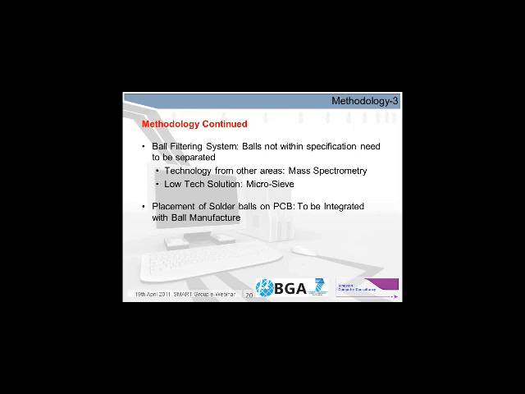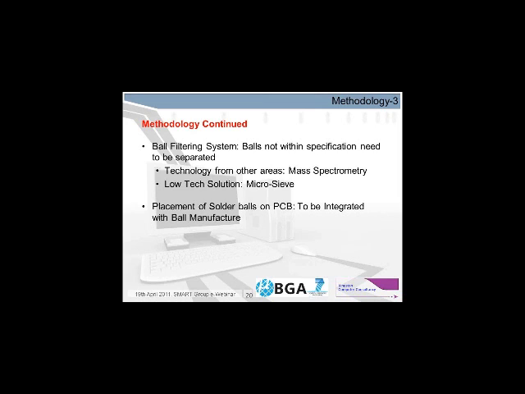The ball filtering system: inevitably there will be some balls that aren't suitable, balls that do not fall within the specification. They need to be separated. We're looking at a couple of technologies such as mass spectrometry and a couple of low technology solutions like micro-sieving. And finally, the placement of solder balls directly onto PCBs will allow a system of micro solder balls to be integrated with the packaging placement onto PCBs.